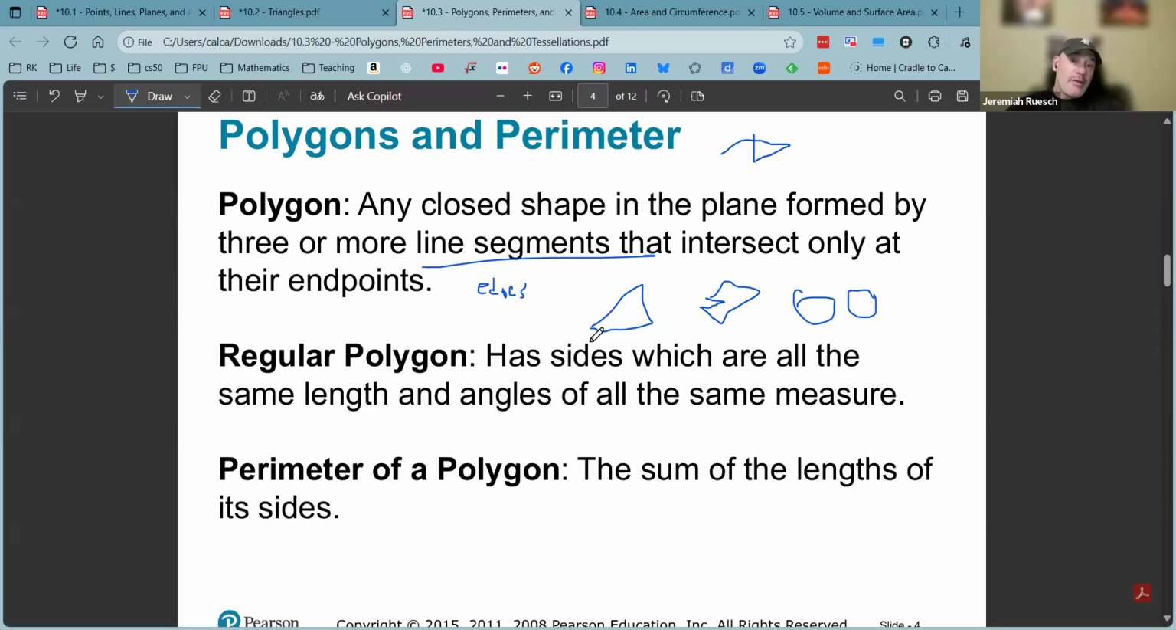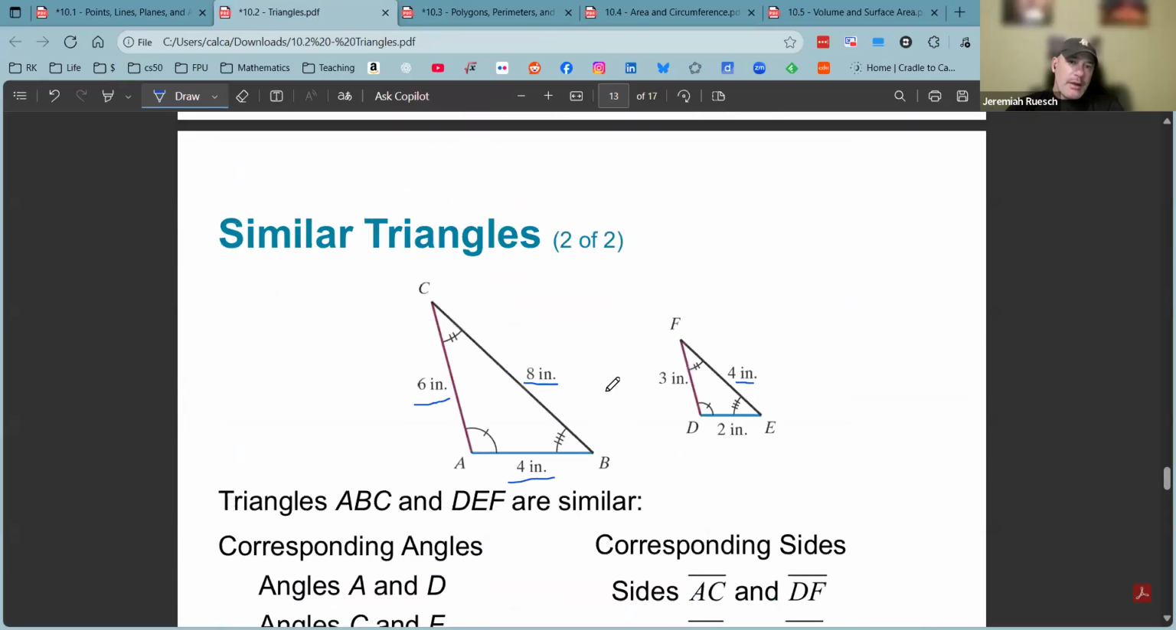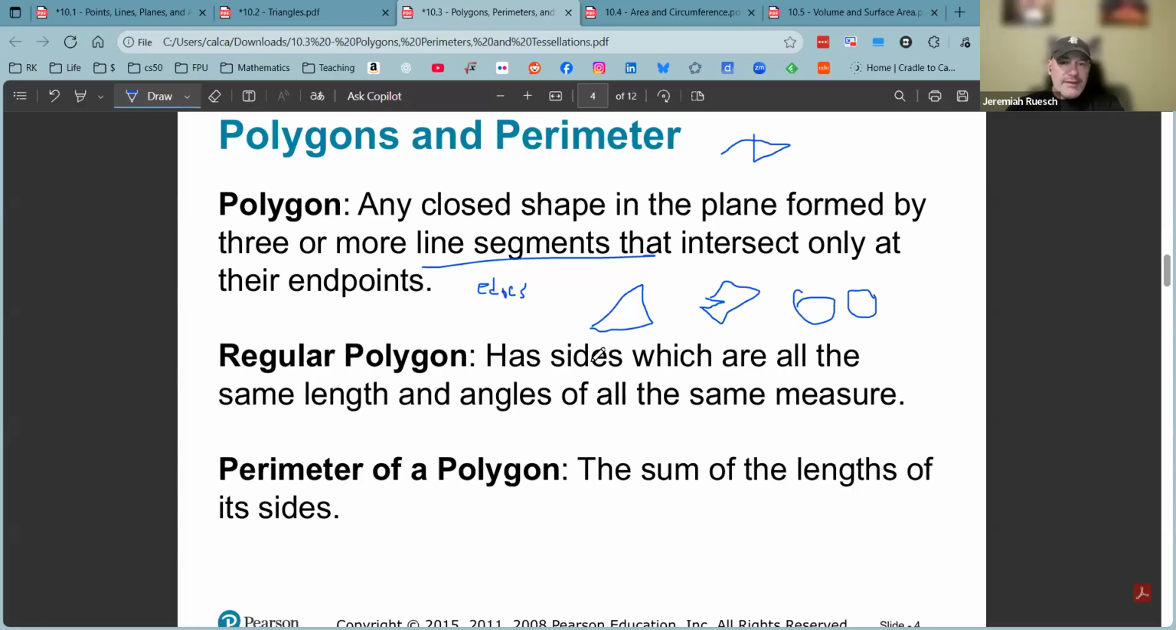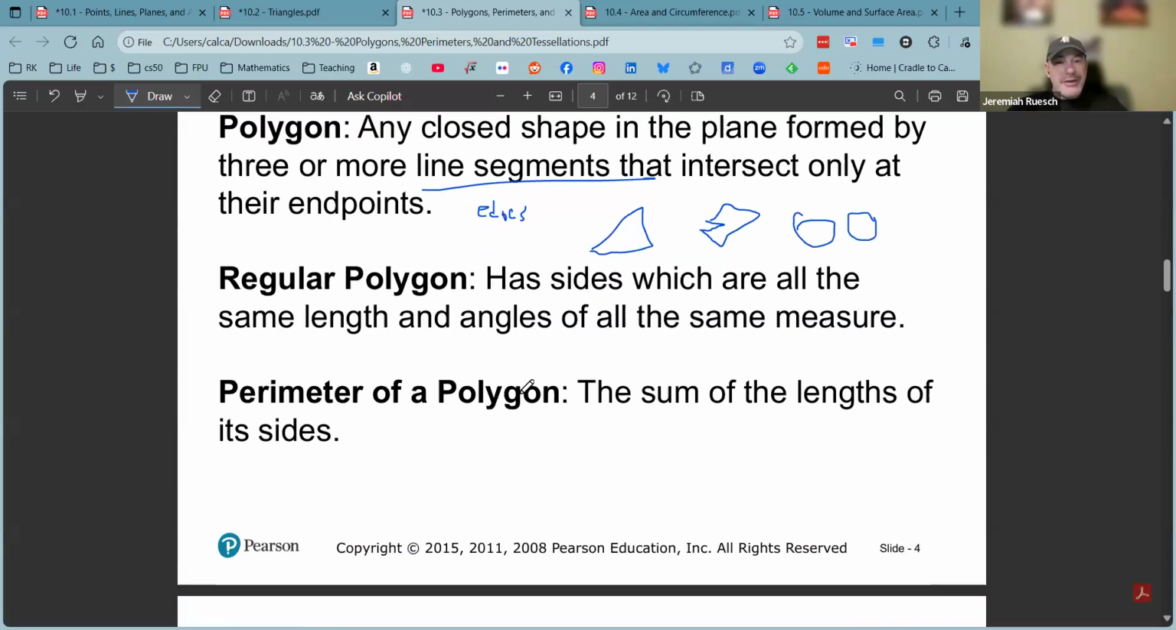So a regular polygon is where all of the sides are the same length and all the angles have the same measure. So back here in chapter 2, we saw a regular polygon. The regular triangle was here. So we call that an equilateral. Equa meaning like equal, right? The same length or same side. And here the angles and the length of the sides are the same. So that's an example of a regular polygon.